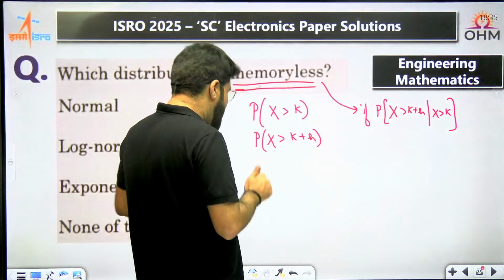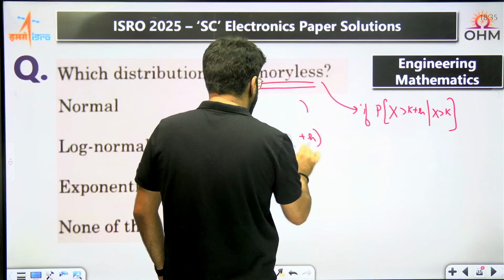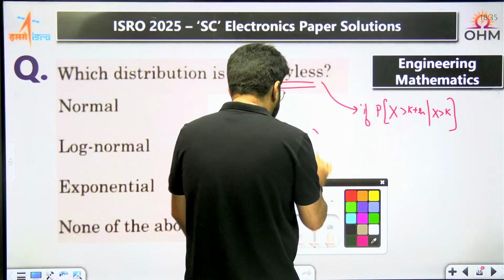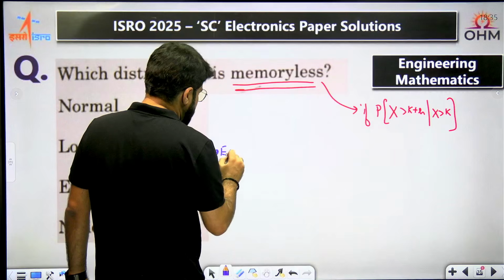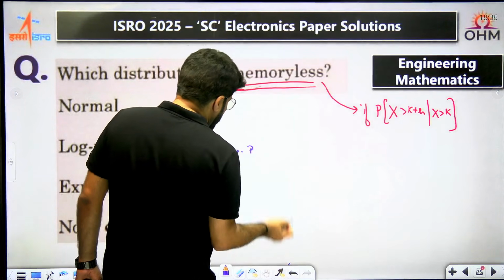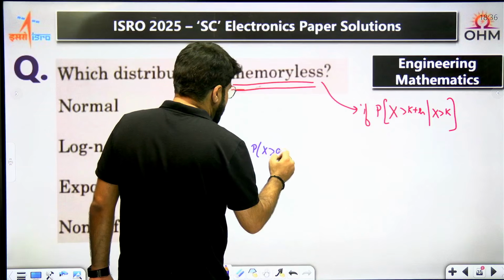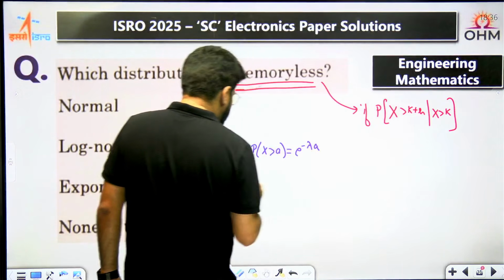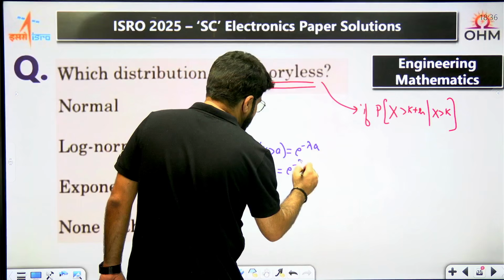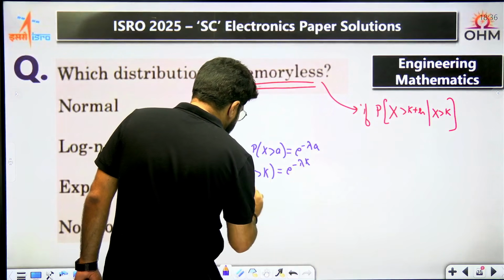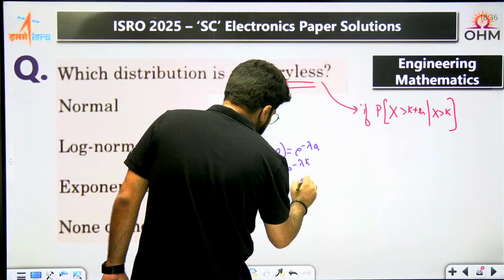Now, what does it mean? Let me first write down both of these expressions. This is the condition I have written. Let me write down these two calculations separately. Normally the exponential law follows this. Probability X greater than a is e power minus lambda a, correct? So probability X greater than k will be e power minus lambda into k. Probability X greater than k plus h will be e power minus lambda into k plus h.